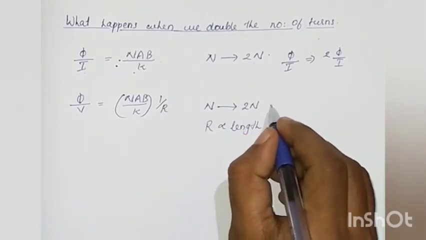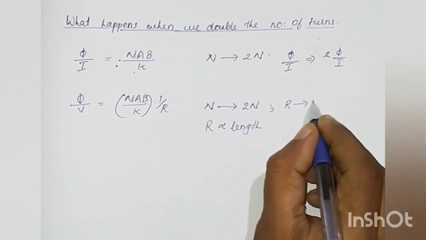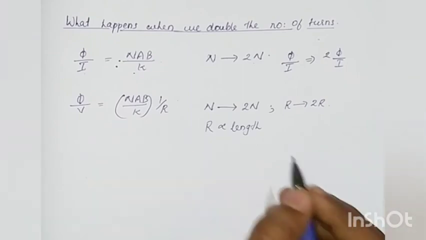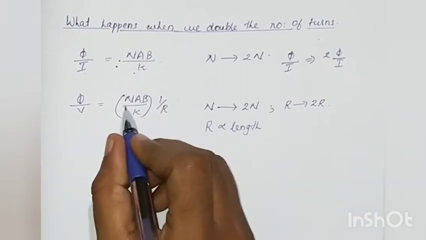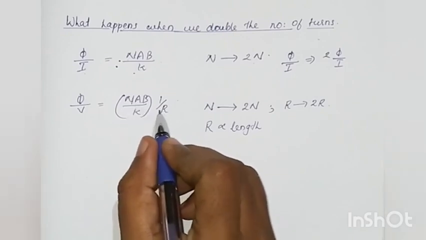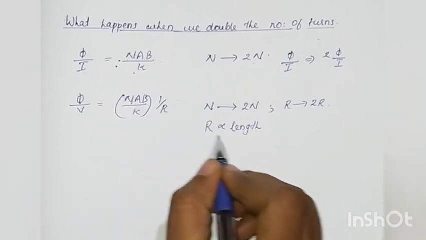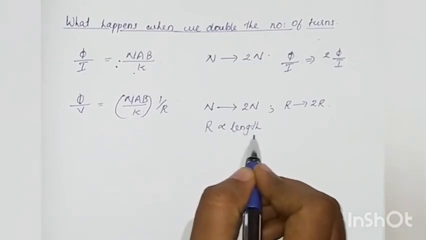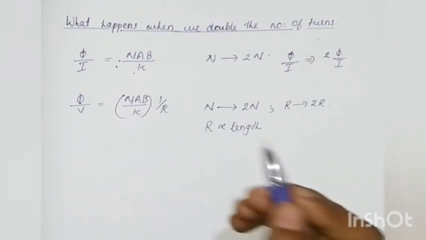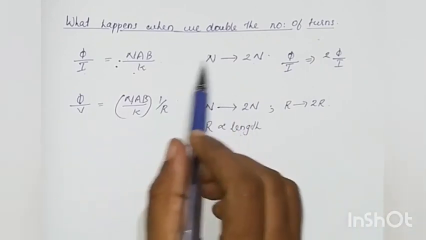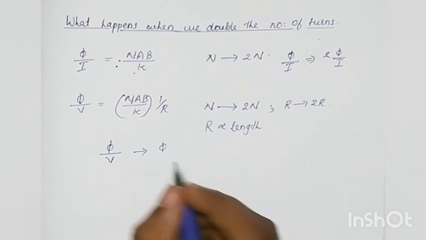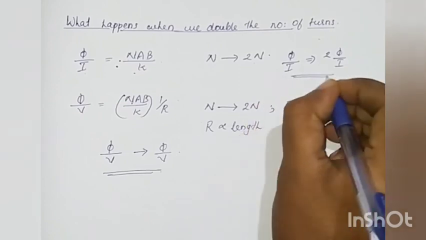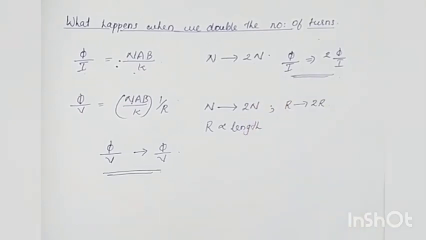Even if N is increased, along with that an increase in the resistance also happens. So even if N becomes 2N, R also will be changed to 2R, which will make no change in the voltage sensitivity. Though N becomes 2N, along with that R will become 2R because resistance is proportional to length, and increasing the number of turns means increasing the length of the coil. Thus, our voltage sensitivity remains as such. So, doubling the number of turns will not change the voltage sensitivity, but it changes the current sensitivity.